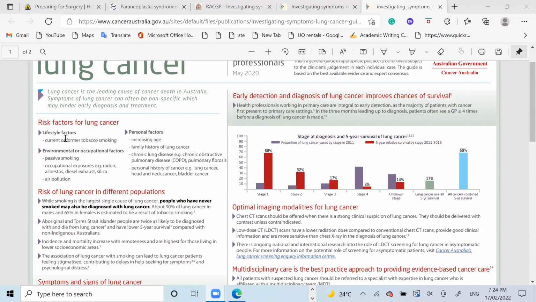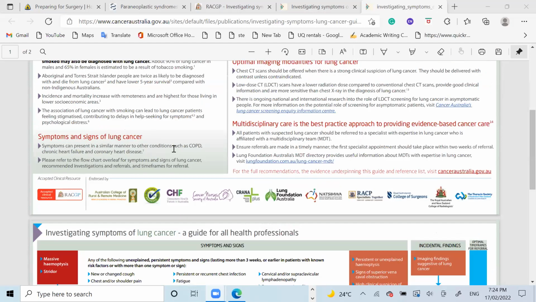Lifestyle factors, environmental factors, passive or active smoking, occupational exposure, air pollution. Personal factors will always include increasing age. Sometimes there will be family history or some underlying chronic lung disorders or some other history of cancers. Symptoms, we know that they will have lung symptoms and they will have some paraneoplastic symptoms.